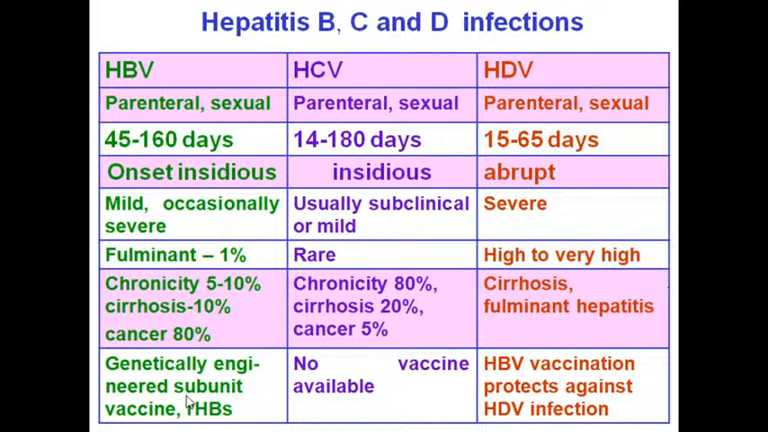So vaccination is available against hepatitis B, but because hepatitis D virus cannot cause disease solo, it causes infection combined with hepatitis B only. So the vaccination against hepatitis B virus infection also protects us against hepatitis D infection. And unfortunately, there is no vaccine available against hepatitis C.